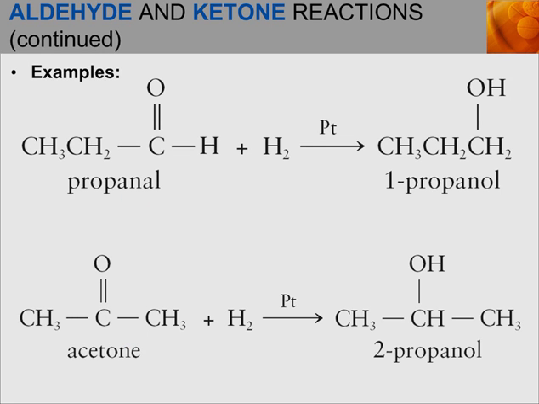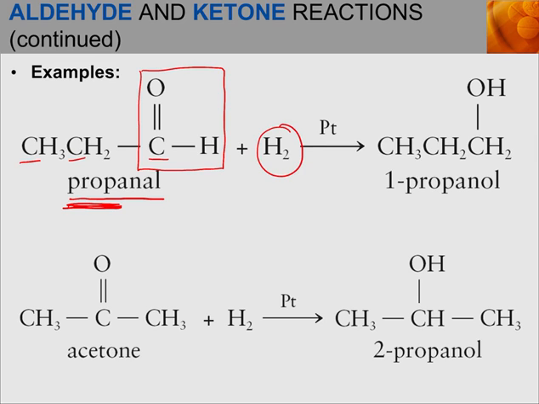So let's look at some actual examples. Here we have propanal, which is an aldehyde, and it has 3 carbons in its chain, hence the prop prefix. And then we're going to add hydrogen. And remember, when we perform this type of reaction, we do need a catalyst. So we're going to use platinum, but you could also use palladium or nickel. Both of those work as well. So again, one hydrogen is going to add to the oxygen in the carbonyl group. The other hydrogen adds to the carbon, and that's going to give us 1-propanol.